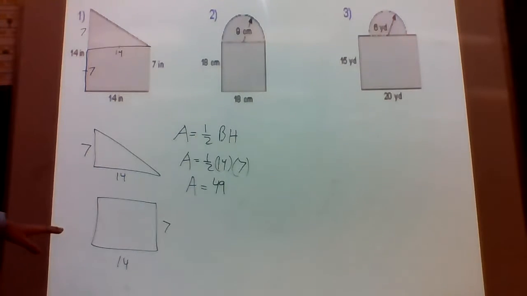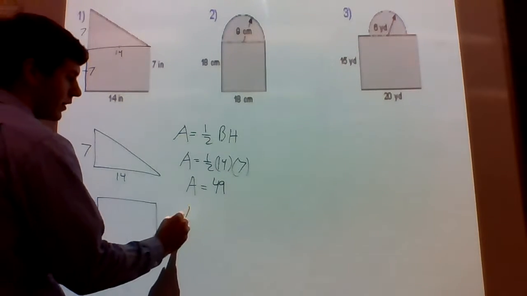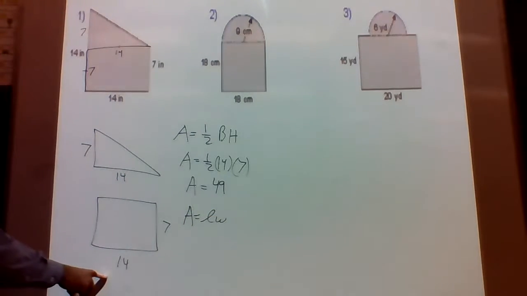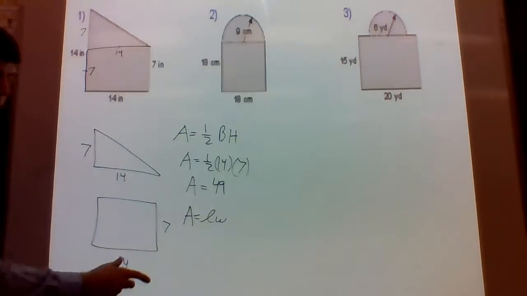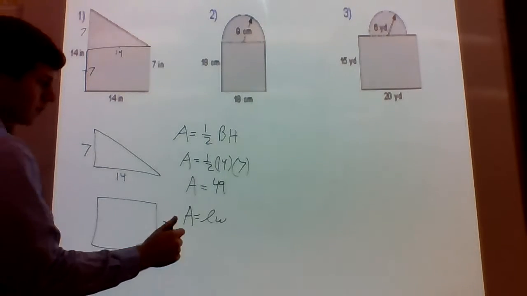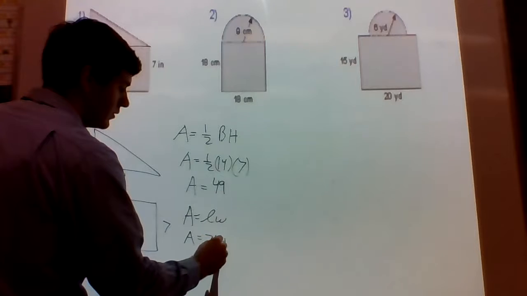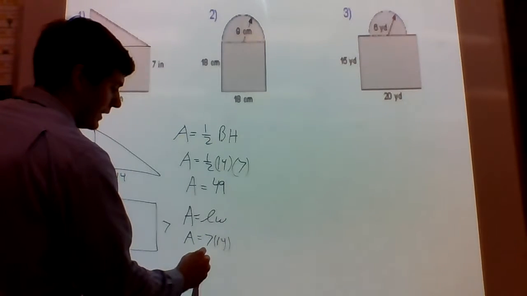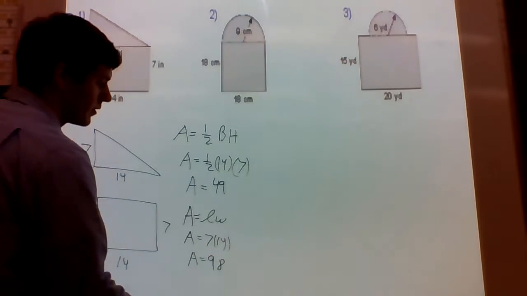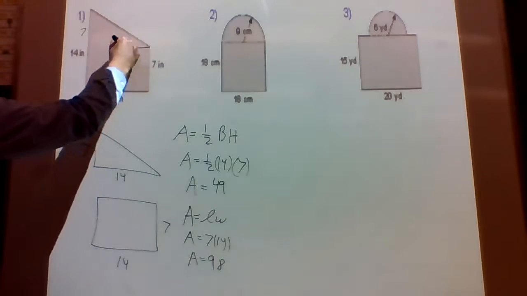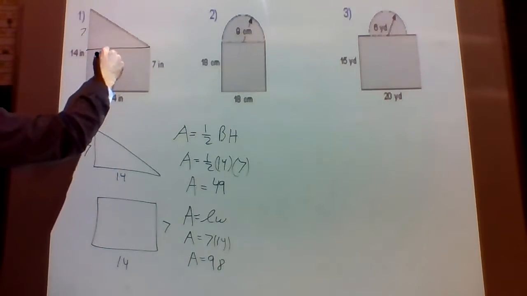Now we have to find the area of the second component. This is a rectangle, so the area of a rectangle is length times width. The length is 14, the width is 7, or you could say it the other way, the length is 7 and the width is 14. So 7 times 14 is going to be 98. The area of the rectangle is 98.